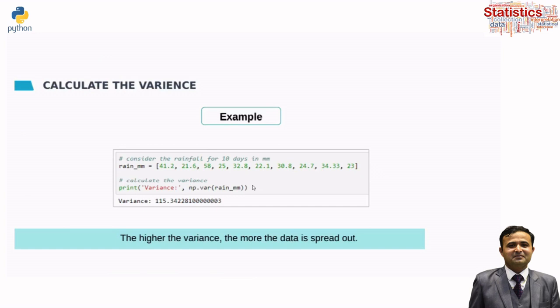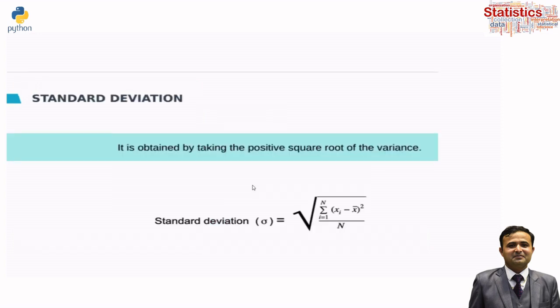So the higher the variance, the more the data is spread out. If the variance is high, you can imagine the data is more spread, so the data is not near the mean. Now the standard deviation. It is obtained by taking the positive square root of the variance. Obviously, it is the square root of the variance.